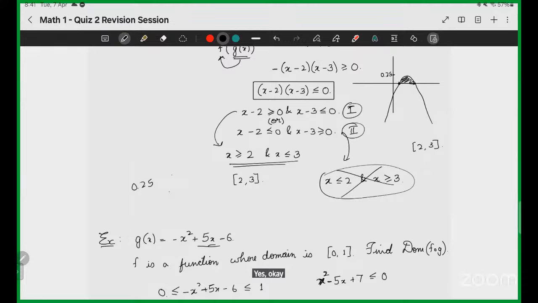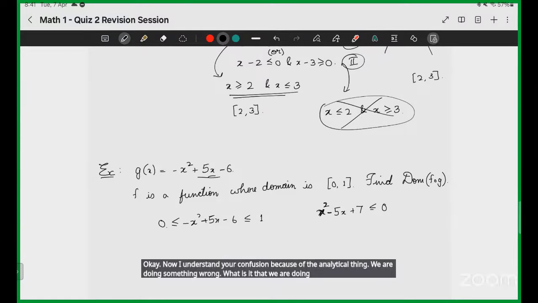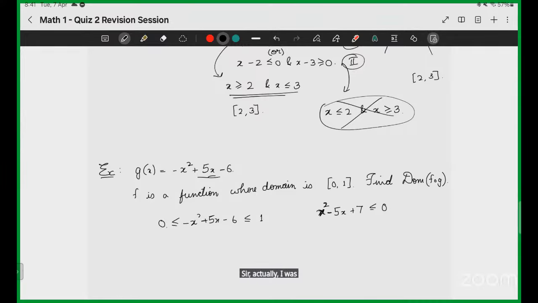So in between 2 and 3, g of x will lie in 0 to 1. That is there. Okay, sir. Now I understand your confusion because of the analytical approach. Sir, I was solving this by solving the inequality. It has to be that way, greater than or equal to 0, right? Then this is fine.